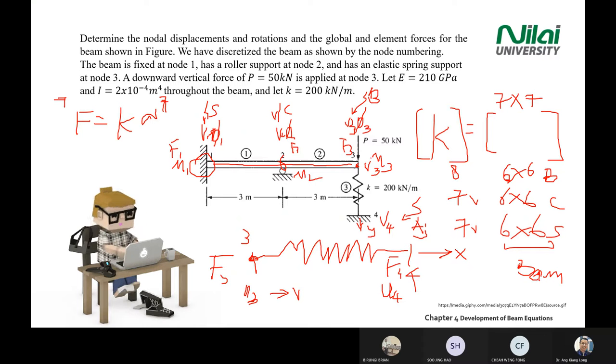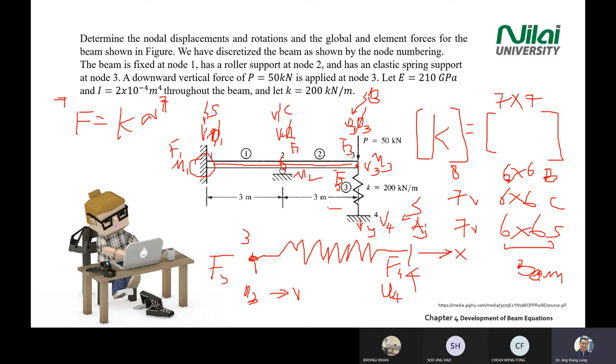So for spring, you have F3. So F3, you repeat already. We don't need to count because we already counted for beam. So F3 is the same. The same force, same point. So you only need to count once.